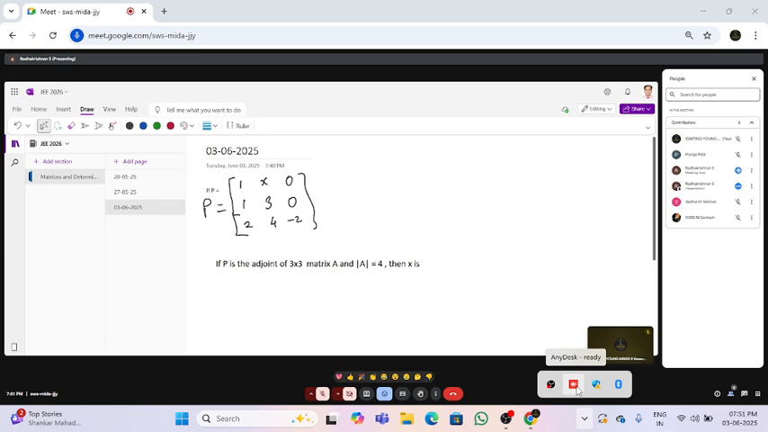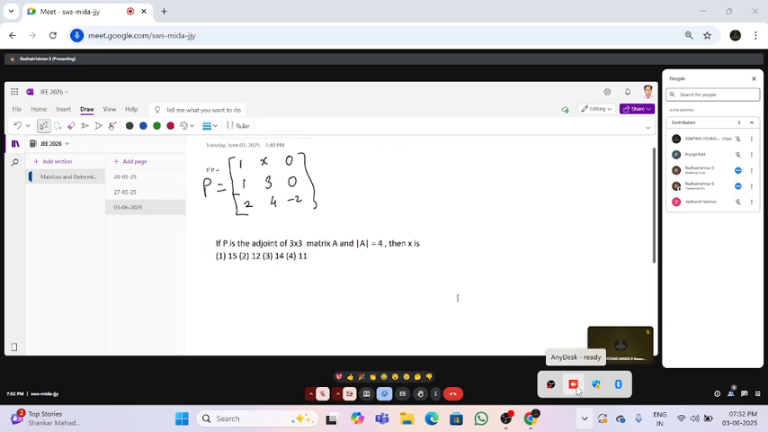Actually, this problem has got a few options also. These are the 4 options given for the answer.